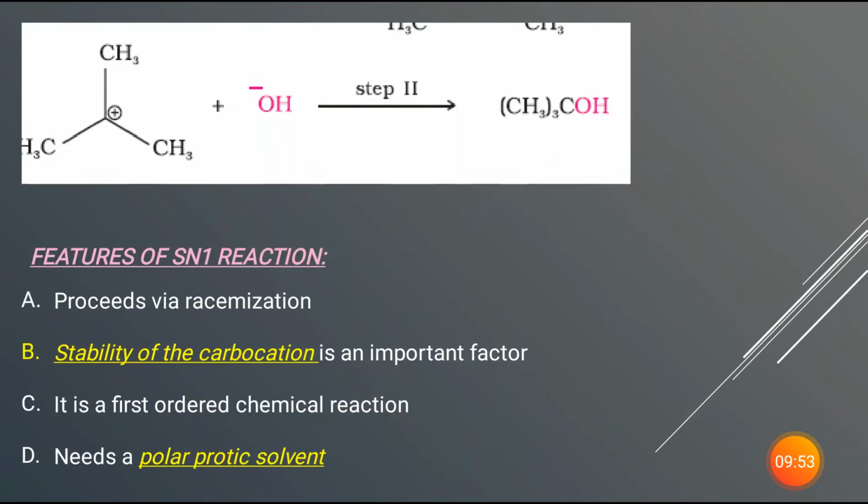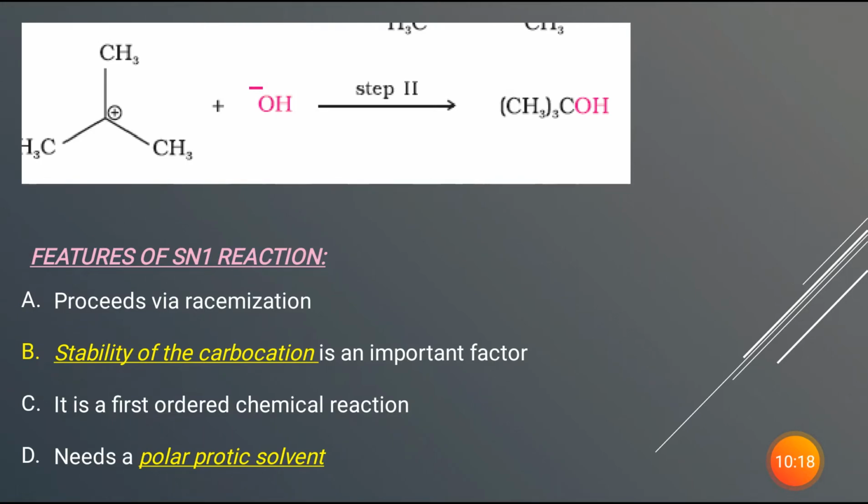Okay, the second step is the attack of the nucleophile on this carbon atom, which nullifies the positive charge and makes the carbon atom stable. So you get a tertiary butyl alcohol being formed. So these two steps are the SN1 reaction. That is it. Your SN1 reaction is completed here. First step is the breakage of the C-X bond. Second step is the attack of the nucleophile.